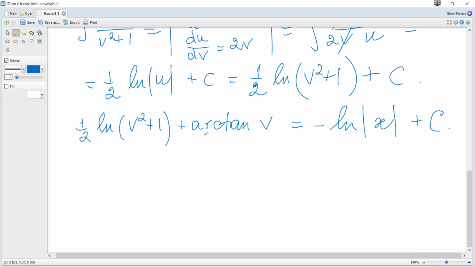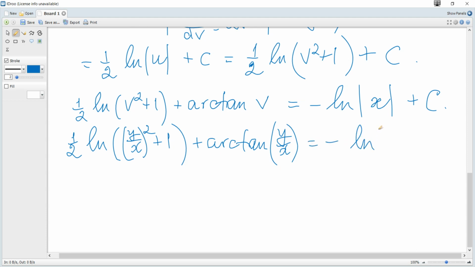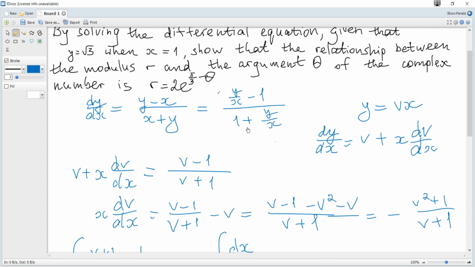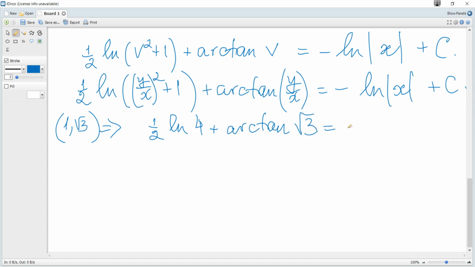And v is y over x, so we can write a half ln of y over x squared plus 1 plus arctangent y over x is negative ln of the absolute value of x plus a constant. It is given that there is a point (1, root 3), so we can substitute it to find c. It becomes a half ln of root 3 squared, 3, plus 1, ln of 4, plus arctangent of root 3 is negative ln of 1 plus constant.